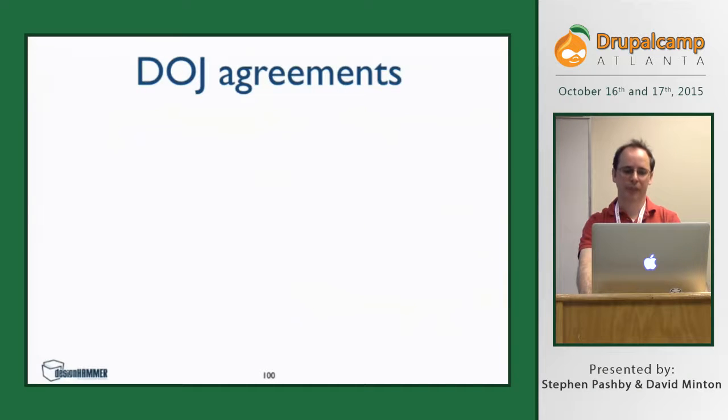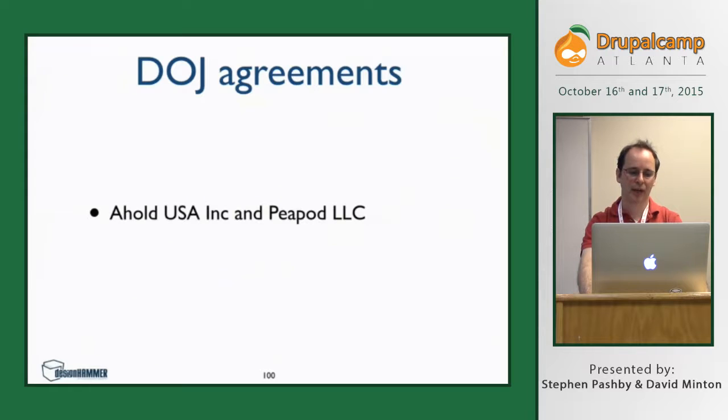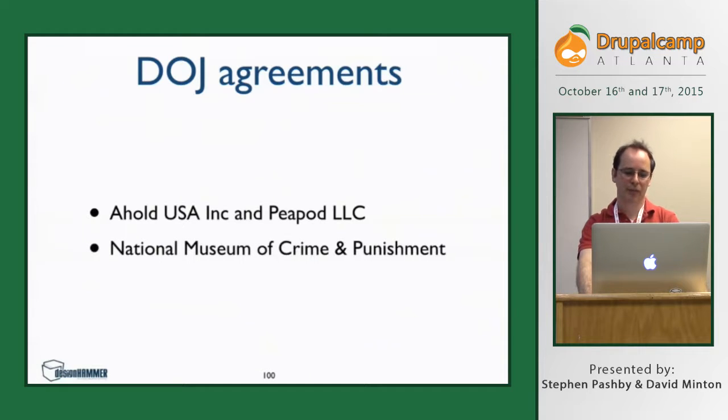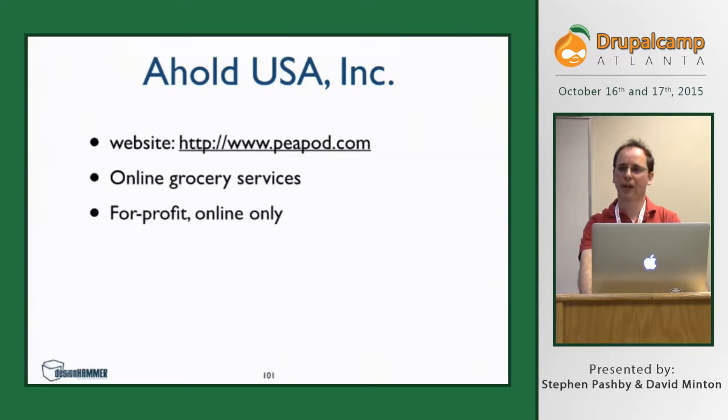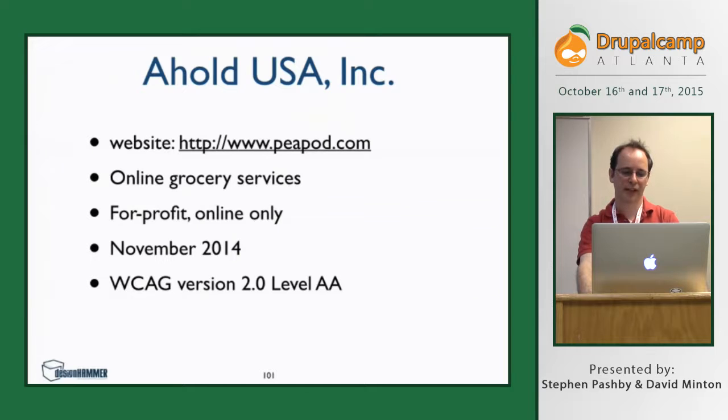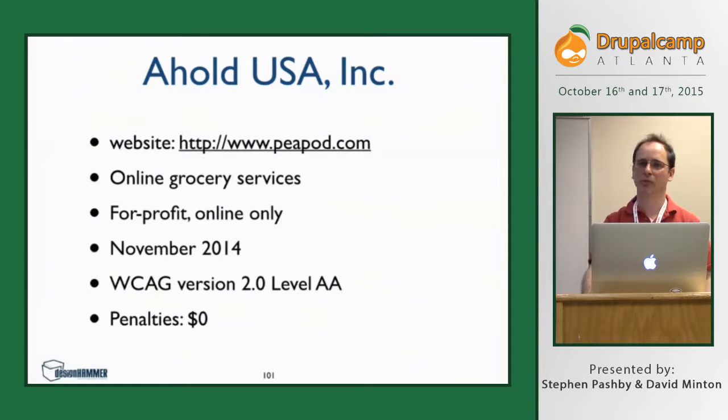Then there's some DOJ agreements, Department of Justice, and we'll give you some examples such as Ahold USA Inc. and Peapod LLC cases, also the National Museum of Crime and Punishment. So Ahold USA, they've got a website which is peapod.com. It's an online grocery service. It's a for-profit, online-only business, and this was a settlement in 2014. Department of Justice said your website should be meeting WCAG version 2 level AA standards, and there was no penalty. So essentially the DOJ went to this company and said, hey, get in compliance or else, and the company decided not to find out what or else would mean. So there was no penalty for this.